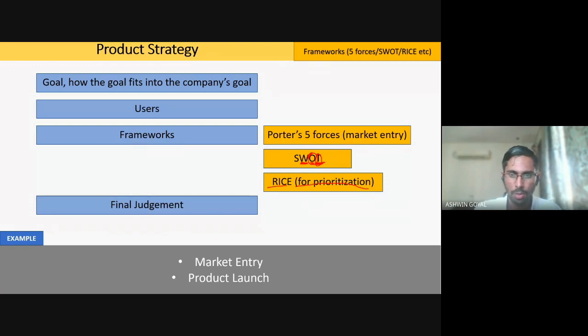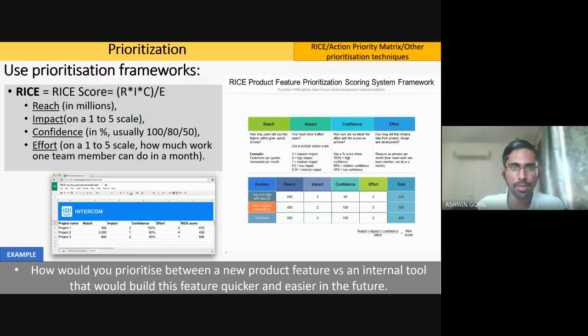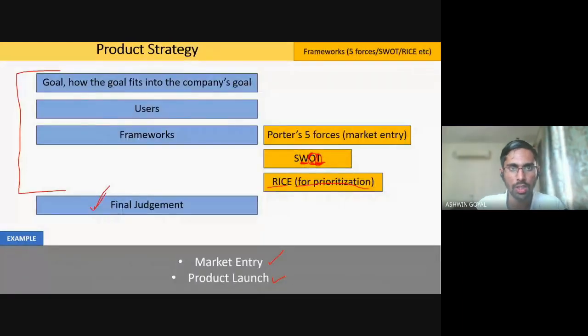We've covered this multiple times. And then the final judgment. After you've gone through all these steps, you need to give your final judgment. This is just like summarizing the case. So market entry, I've given you an example. Product launch, launching a new product in Africa, let's say, or in the rural regions of Indonesia, something like that. That can be a product launch. Okay, so that was product strategy.